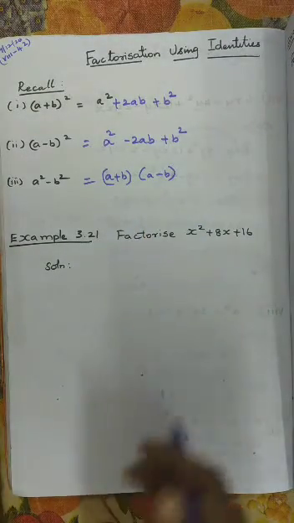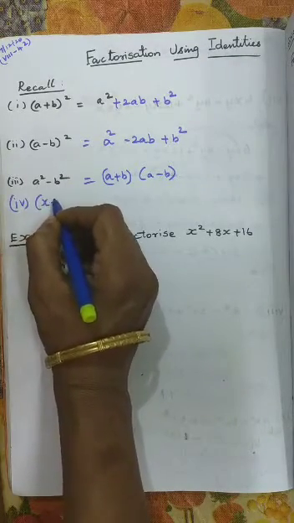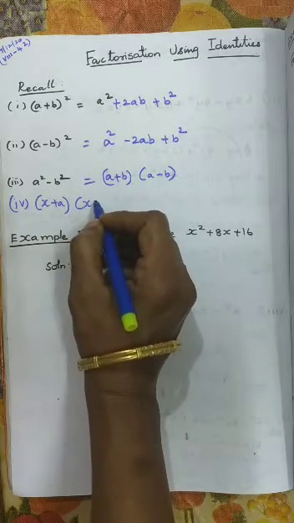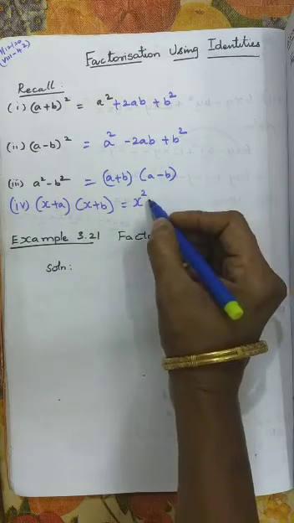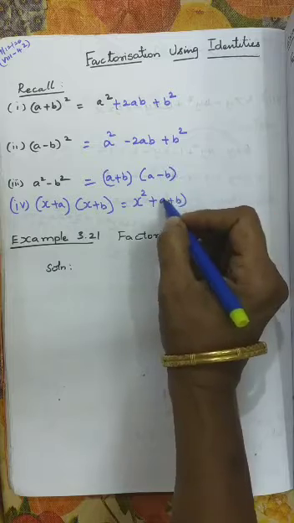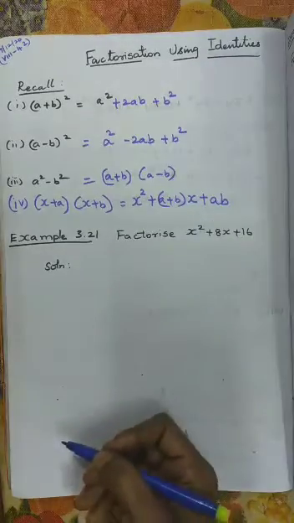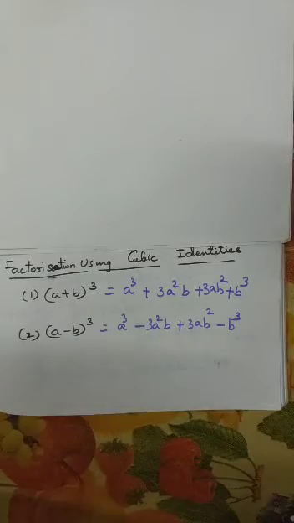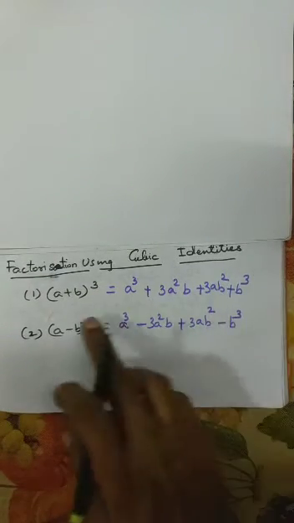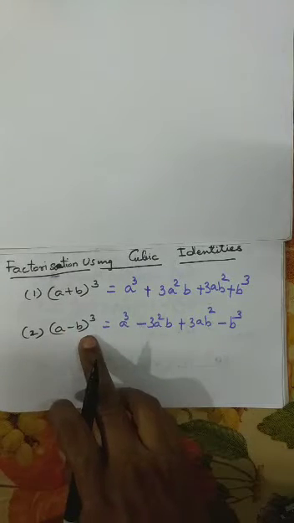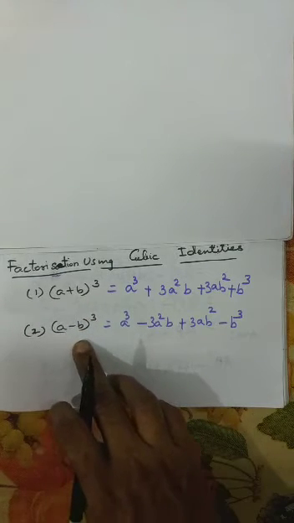Then another identity we have seen. What is that? (x + a) into (x + b) is equal to x square plus (a + b) into x plus ab. These are the identities we have seen. Okay. So we'll see factorization using cubic identities. We know two cubic identities. What are they? (a + b) the whole cube and (a - b) the whole cube.